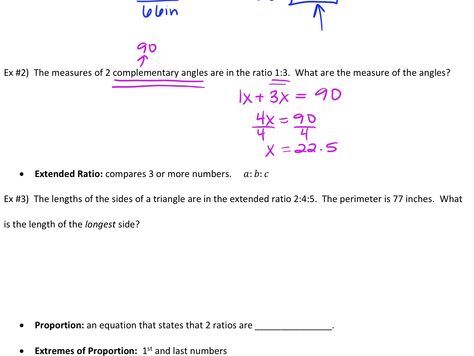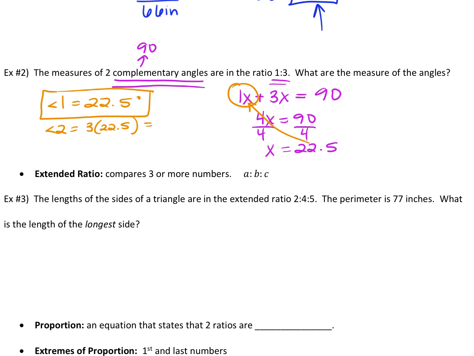Okay, now the question was not what is the common factor, but what are the measures of the two angles? Can you tell me what one of those angles would be? 22.5. If one is 1x, right, 1 times x is 1 times 22.5. So angle 1 is going to be 22.5 degrees. Okay. What's the second angle? 22.5 times 3. Right. Because that one's 3x and x is 22.5. So you get 67.5 degrees. Can you verify for me that that's the correct two numbers? Why? They add to 90, right? If you add them together and you get 90, you feel pretty good about that, okay?